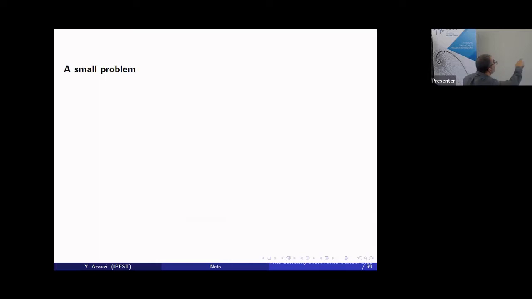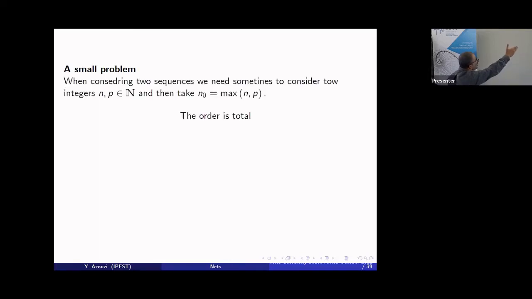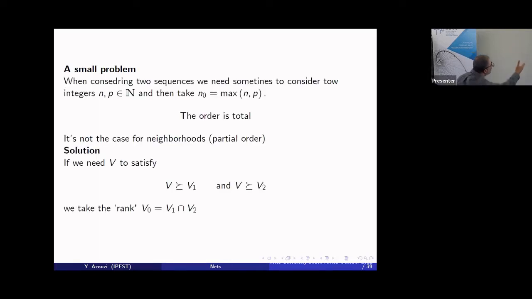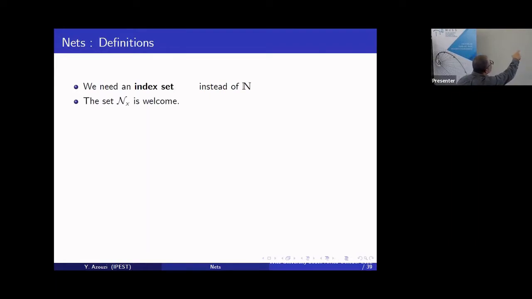So the same idea can work with neighborhoods, but here, instead of taking the maximum, we are interested in smaller neighborhoods, and we can take the intersection. So the intersection of neighborhoods is a neighborhood. And then we can give a more general definition of convergence.